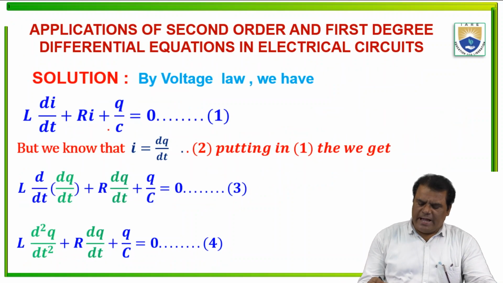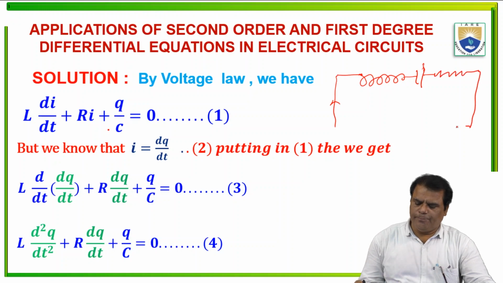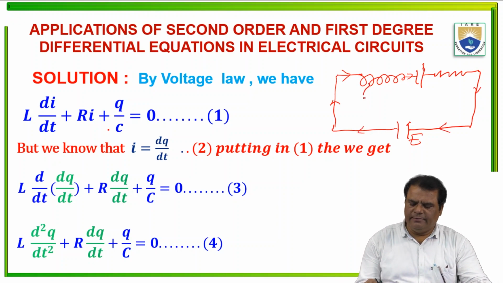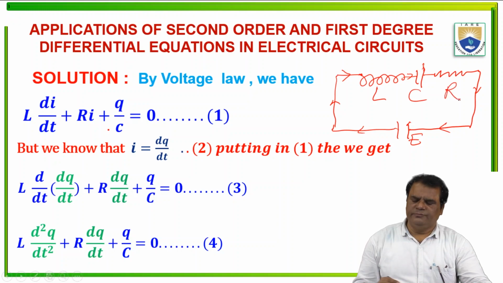So here I am making this diagram. This is inductance, and this is capacitance. This is resistance, and this is E. So this is L, this is C, this is R, and this is E.